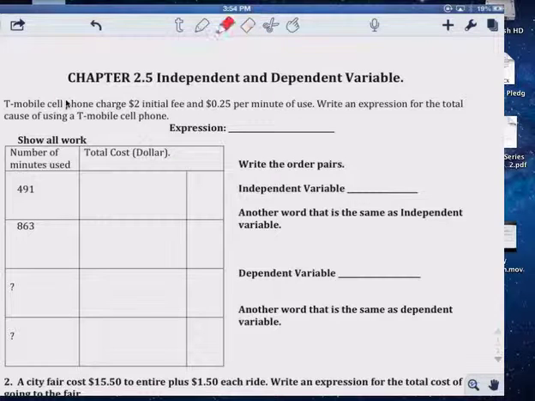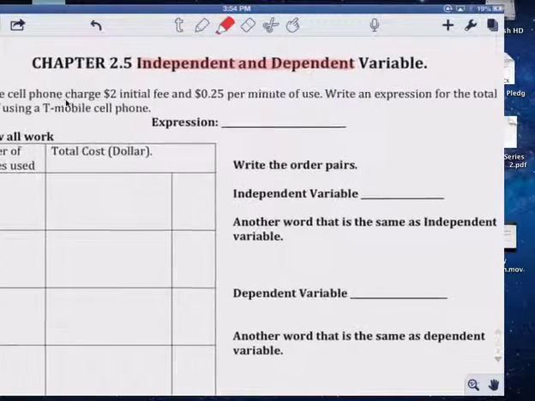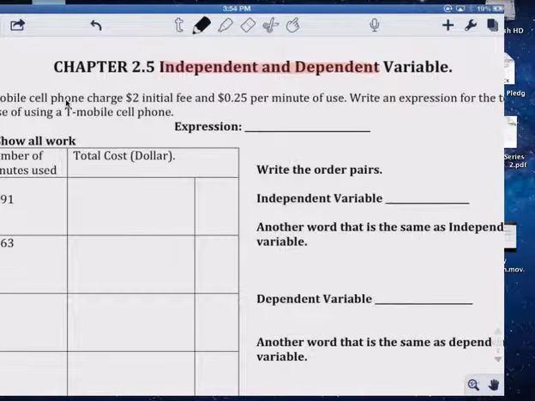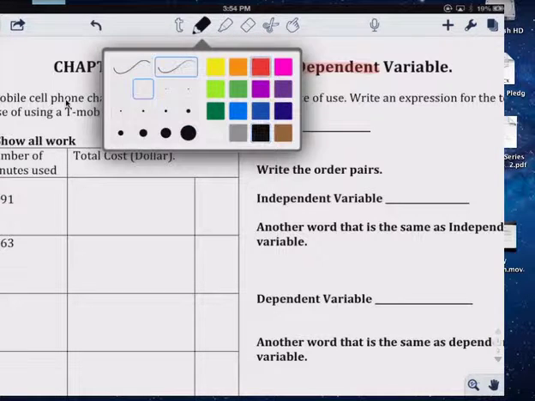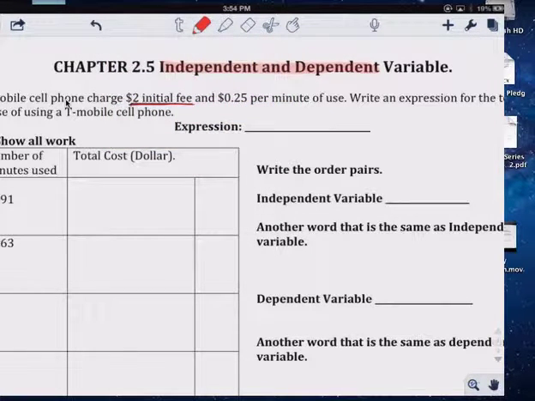Focusing on independent and dependent variable, or quantity as your book says it, but also writing it as an expression. So annotate: T-Mobile cell phone charges $2 initial fee. That's like a setup fee. Remember, initial fee is like the setup fee, like in the t-shirt, there's a setup fee. And in math means plus. And 25 cents per minute. Per means times. We use parentheses for times.